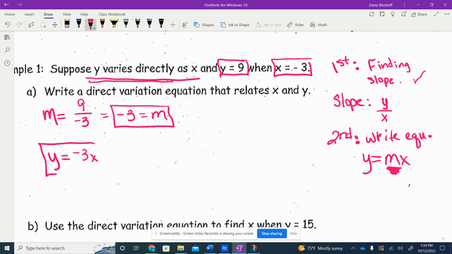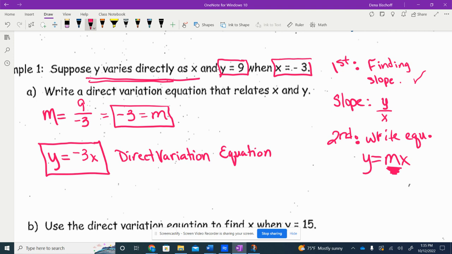And this is the direct variation equation. Notice that it doesn't have a b. We don't put a plus anything because b is 0.